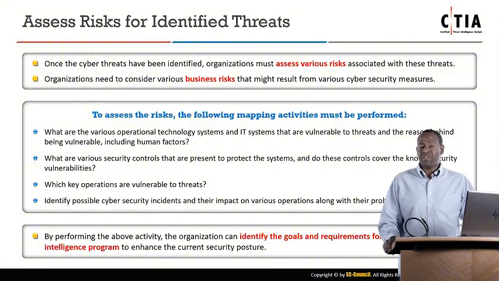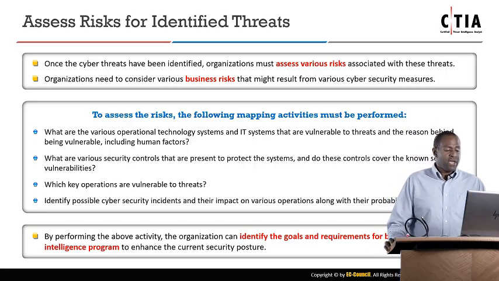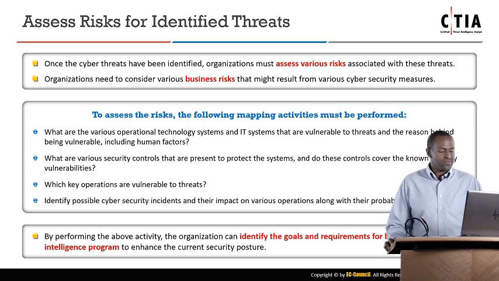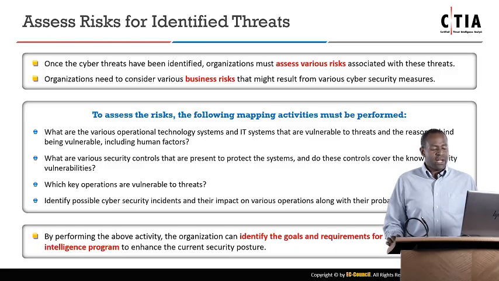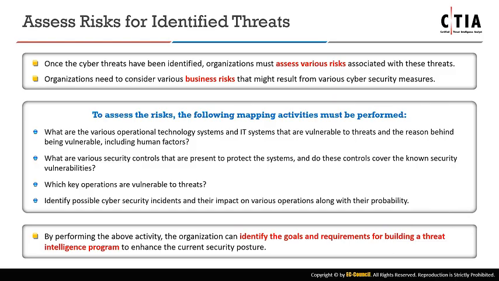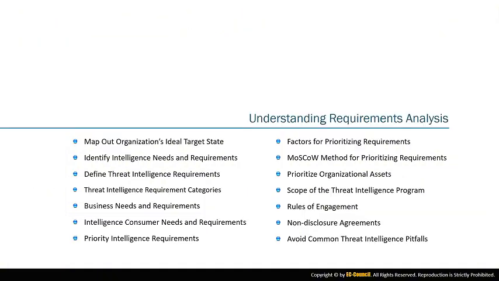And if it turns out that the security controls that we have don't cover vulnerabilities, then this can trigger a review of our security controls, because we may need to change our infrastructure a little bit to make sure that in the future we'll be able to cover that vulnerability. And then which key operations are vulnerable, and identify any incidents that have already happened and what their impacts have been for operations. And so when we do this, we can identify the goals and requirements for building a good threat intelligence program, and we can also enhance our organization's security posture.